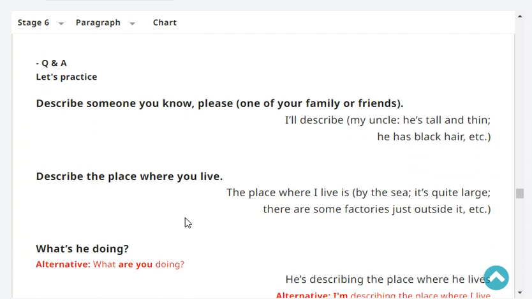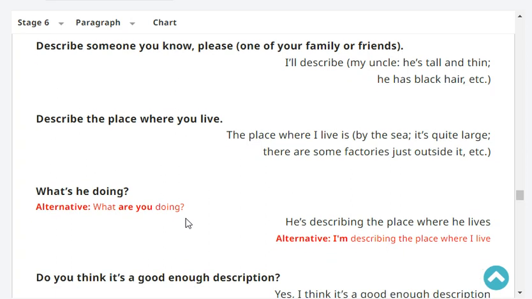Okay. Describe the place where you live. The place where I live, there are many houses and it's very quiet. Very good. Okay. What are you doing? I'm describing the place where I live. Very good.